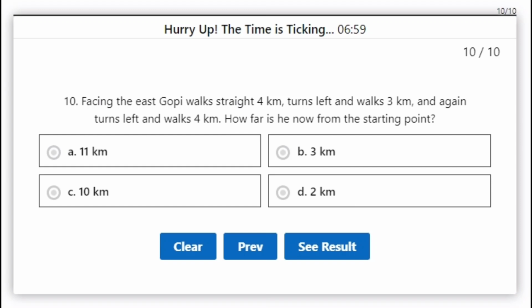So our last and final question for set 4 is: facing the east, Gopi walks straight 4 kilometers, turns left and walks 3 km, and again turns left and walks 4 km. How far is he now from the starting point? And the options are A 11 km, B 3 km, C 10 km and D 2 kilometers.